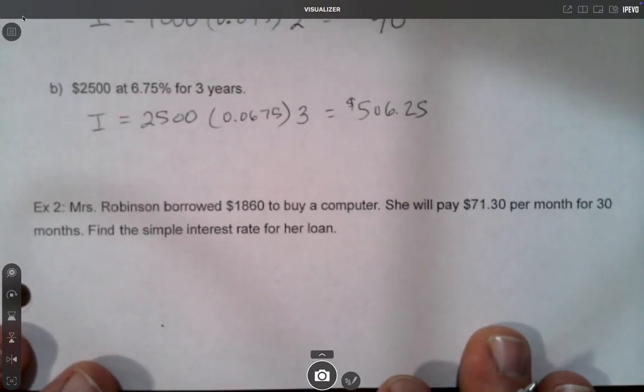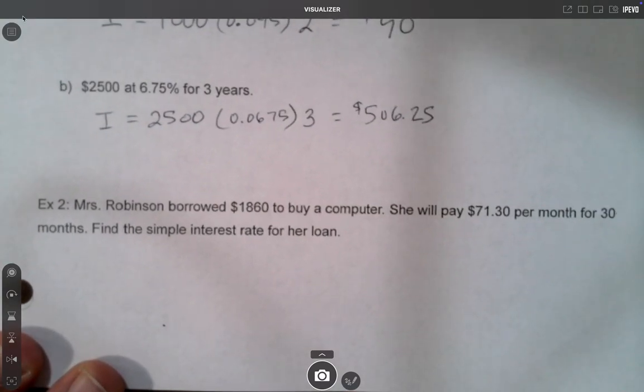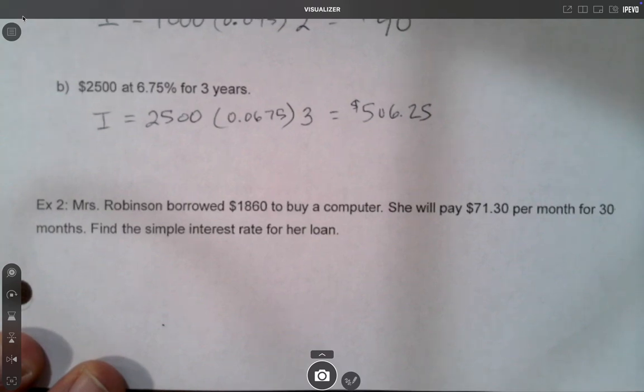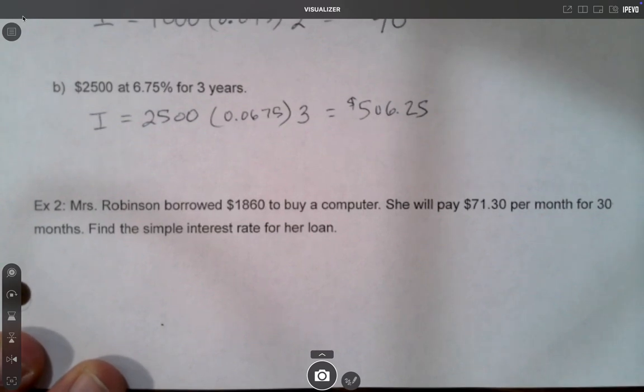Okay, now let's talk about it on the borrowing aspect. Let's say Mrs. Robinson borrowed $1,860 to buy a computer. She'll pay $71.30 per month for 30 months. Find the simple interest rate for her loan.